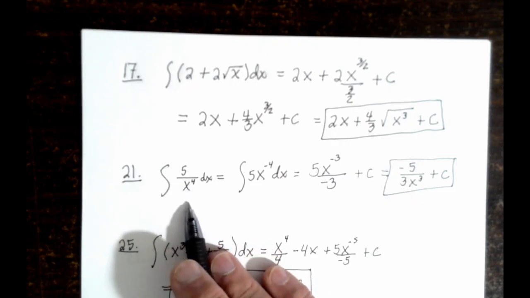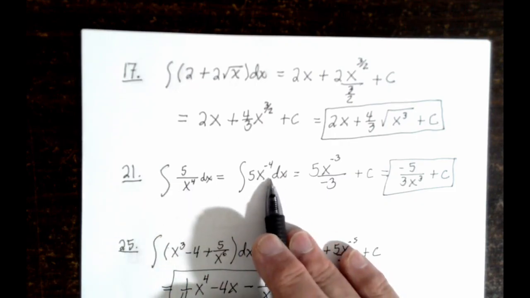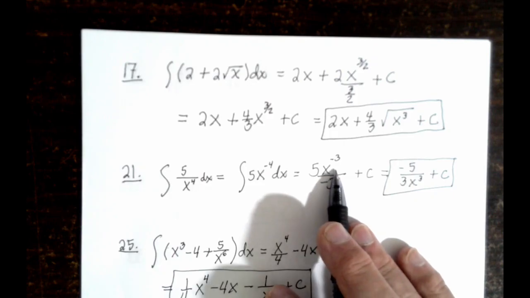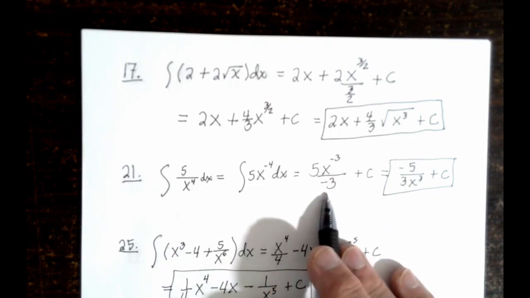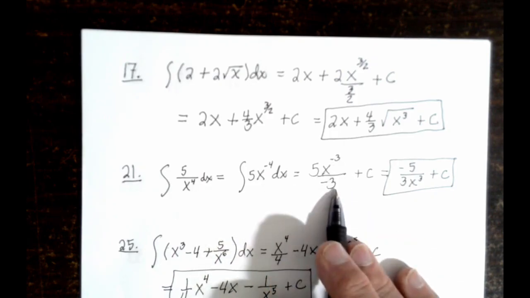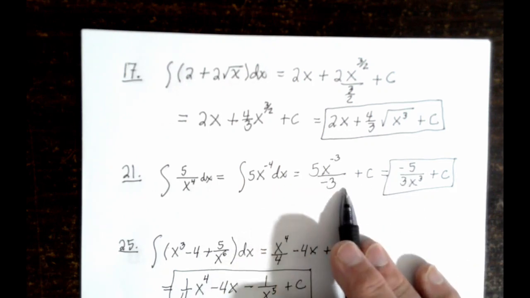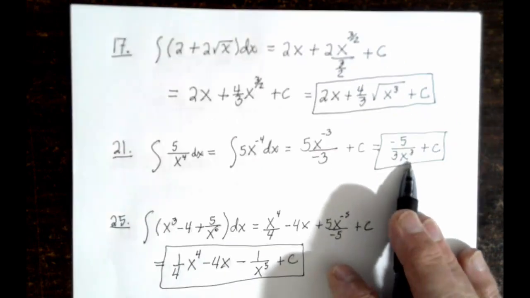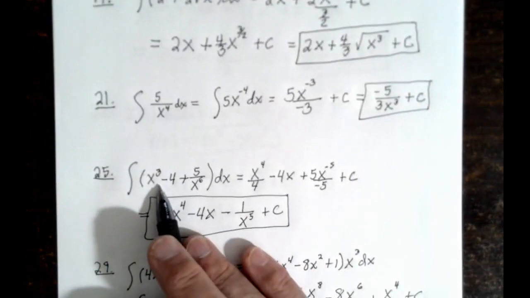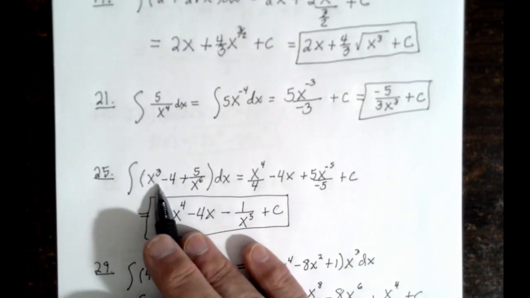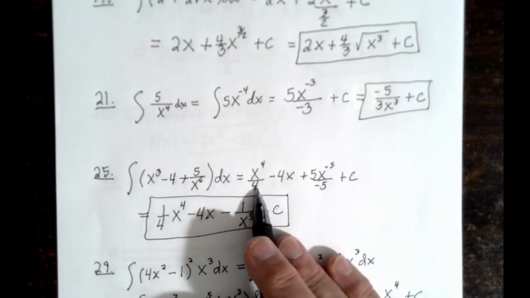5 over x to the 4th, that's 5x to the negative 4, so your integral is 5x to the negative 4 plus 1 over negative 4 plus 1, which is really negative 3. And so you got negative 5/3, but your x to the negative 3 crosses the fraction bar and is in the denominator there.